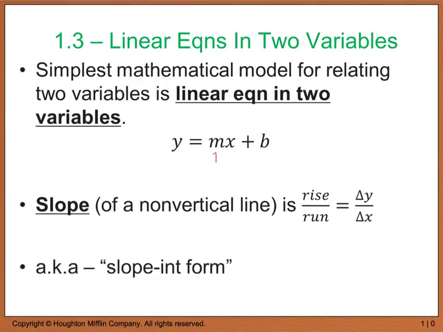Now the m here represents our slope, and the b is our y-intercept, which leaves y and x to be our two variables. And if we need to calculate the slope of a non-vertical line, some of you call it rise over run, it's the change in y over the change in x, which is right here, or y2 minus y1 divided by x2 minus x1.